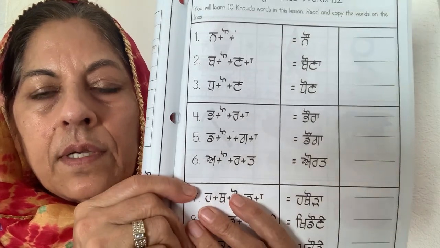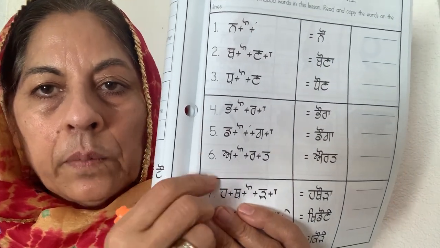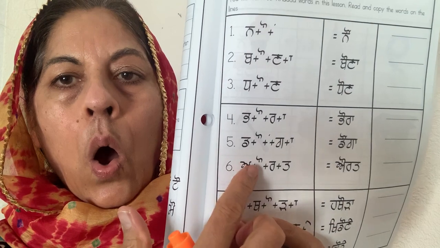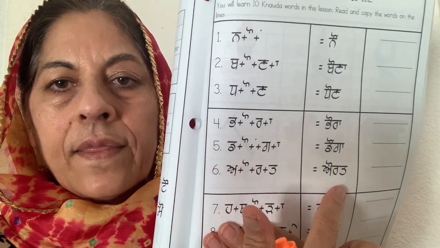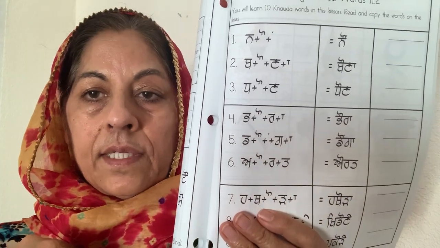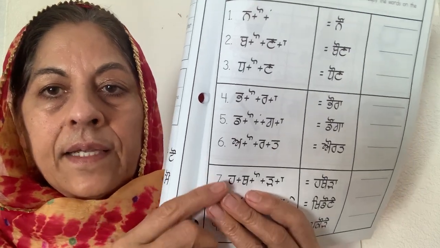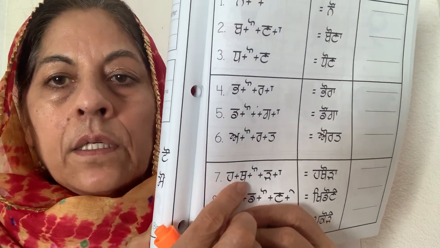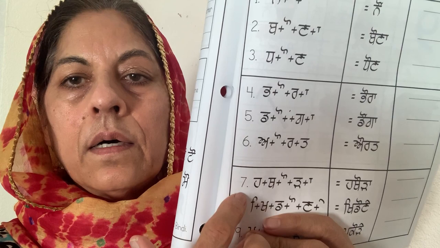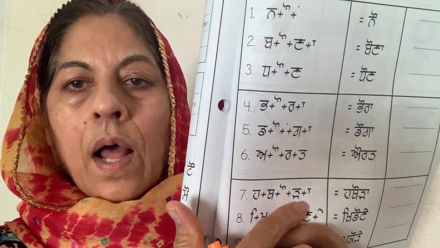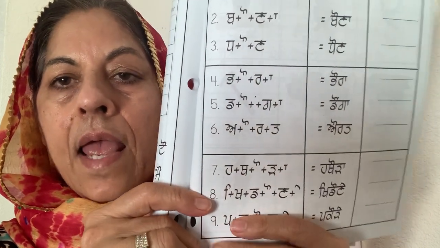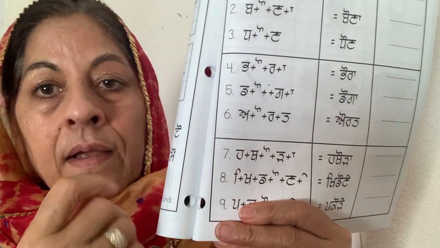Your mommy puts dal or sabzi in it to put on the table. Aurat. I am an aurat. Aurat is a woman, a lady. Okay. Hathora. Hathora is a hammer.